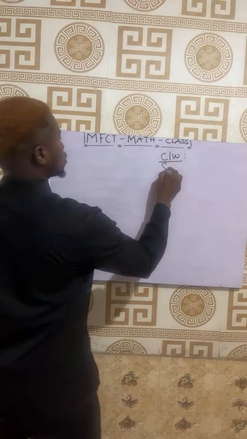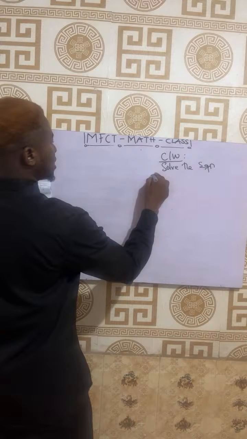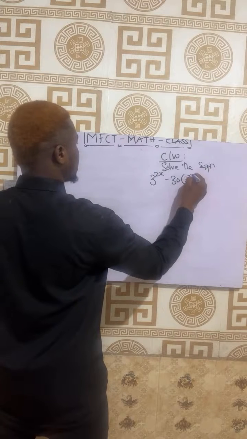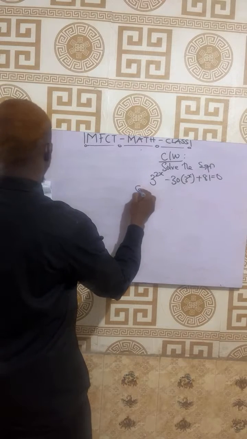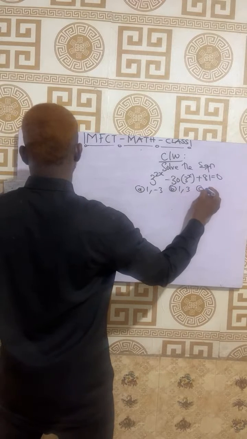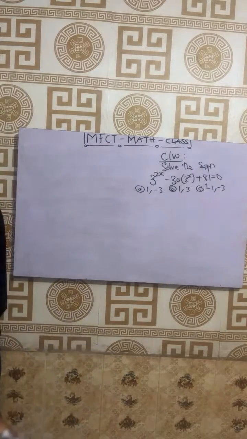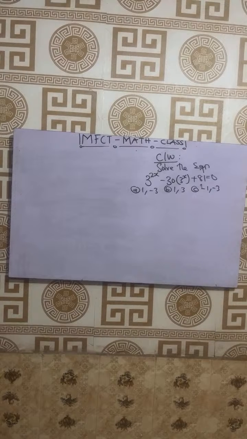So the question is, solve the equation 3 raised to power 2x minus 30, 3 raised to power x plus 81 equals 0. Option A, 1 comma minus 3. Option B, 1 comma 3. Option C, minus 1 comma minus 3. So that is the classwork on the board. You can give it a try. That is 3 raised to power 2x minus 30, open brackets, 3 raised to power x, plus 81 equals 0.